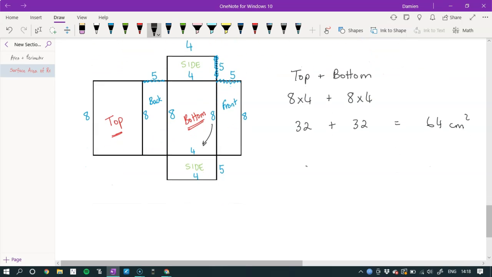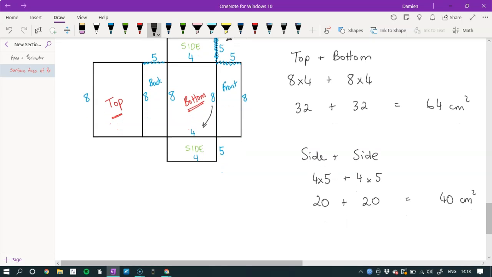Then what we do is we're going to do our side plus our side. So our side is 4 multiplied by 5. So that's up here, 4 multiplied by 5. And then because the side on the other side is the same, it's going to be 4 multiplied by 5 as well. There you go. Get rid of that, make it cleaner. 4 multiplied by 5. So that gives us 20 plus 20 for the two sides. That gives us a total of 40 centimeters squared.